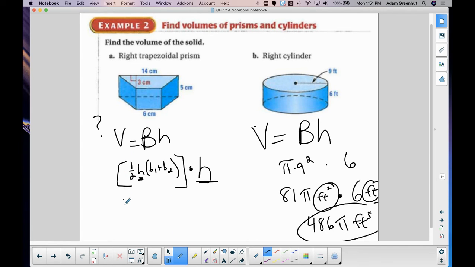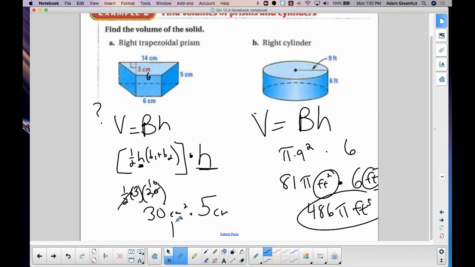So I'm going to do half. The height of the trapezoid is 3. I'm going to multiply that by the sum of the bases, which is 14 plus 6, the two parallel sides. So I get 20. I'm going to take that 30 units, and that's 30 centimeters squared. I'm going to multiply it by the 5 centimeter height, and I'm going to get 150 cubic centimeters. And hopefully that's what you got as well.